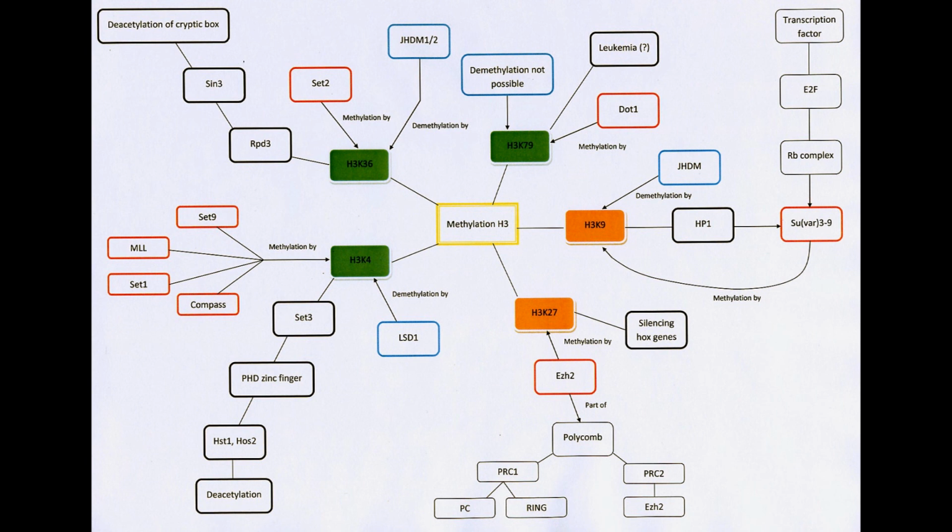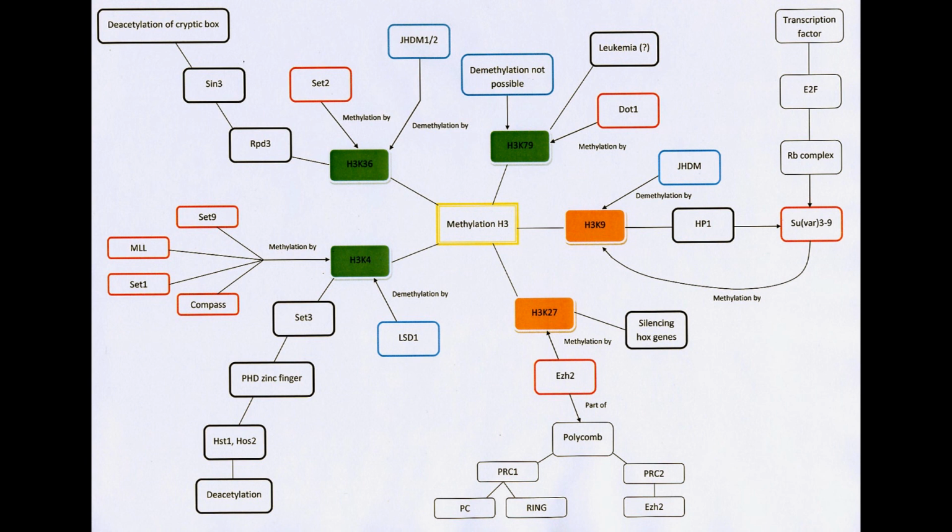For example, H3K79: demethylation is not possible. DOT1 methylates H3K79, and if it's methylated and it cannot be demethylated, it can cause leukemia. Of course, further research is necessary, but that's what they suggest at the moment.